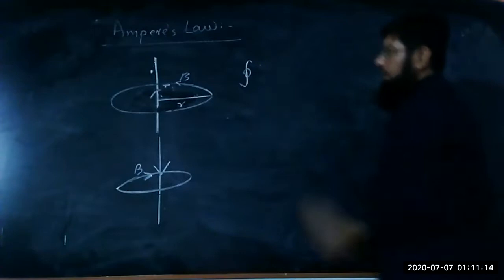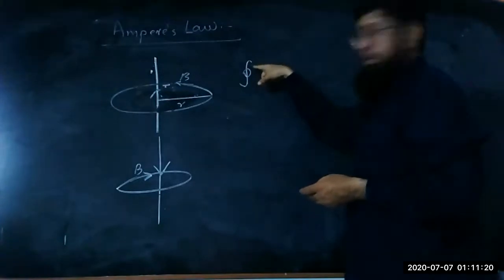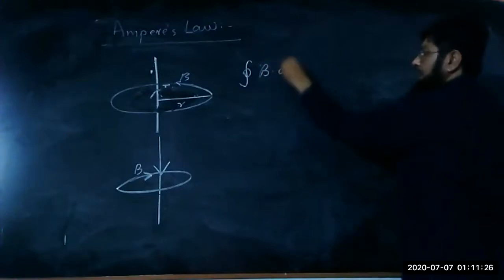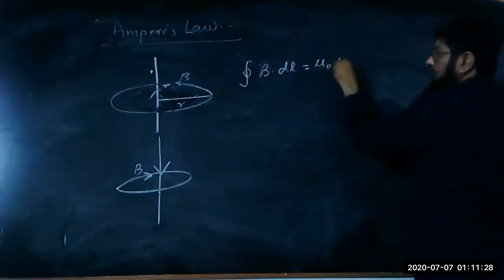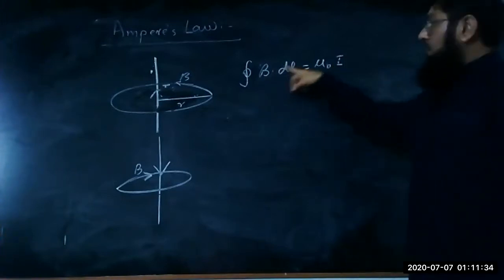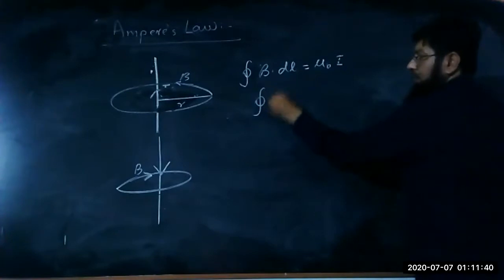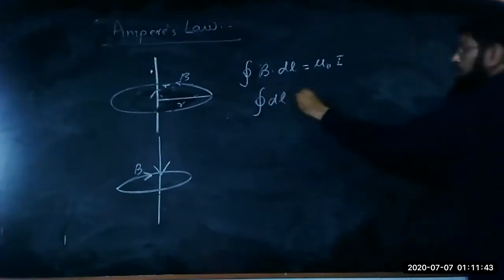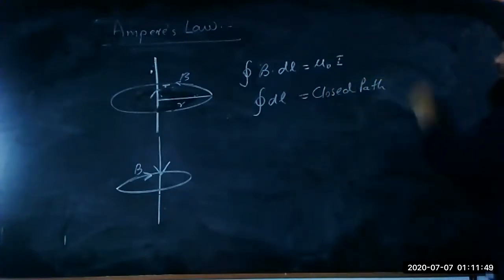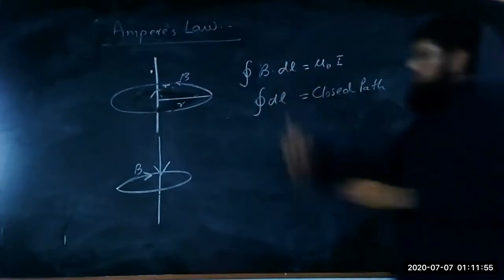Now, according to Ampere's law, what we have discussed is this closed integral, because the magnetic field is around the closed path. The circle over the integral sign is known as the closed integral: the closed integral of B dot dl is equal to mu naught I. This dl gives you the closed path, the magnetic field around the closed path.